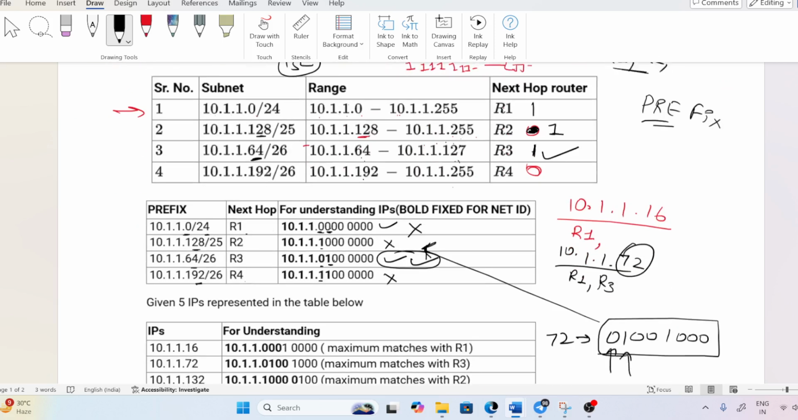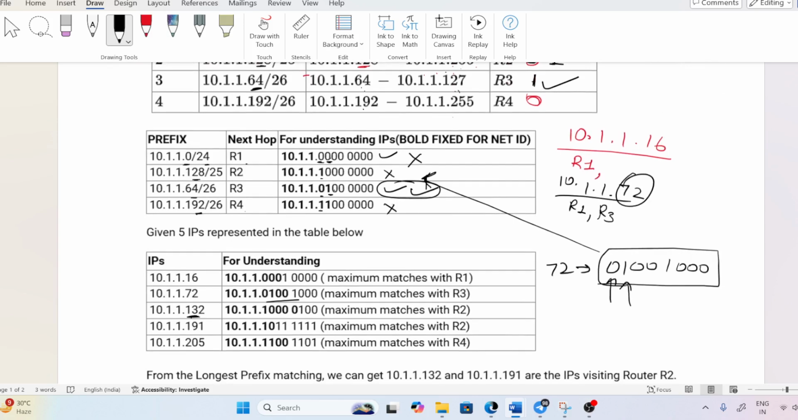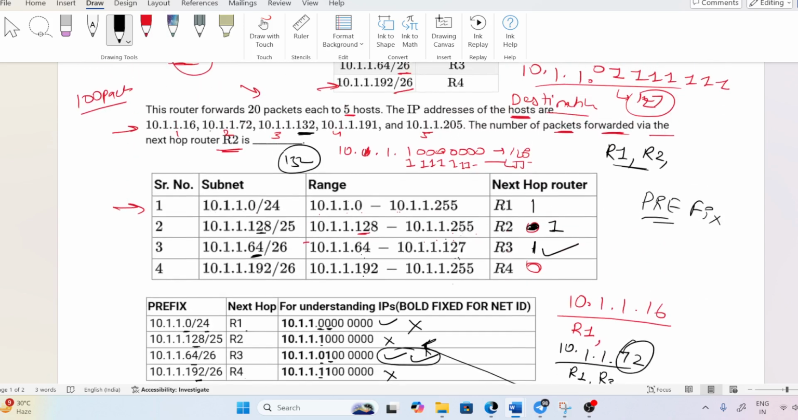You can go by the prefix value, or you can go by the range. Both are available, so it will go to this one. Now let's check 191. In this range it is not coming. In R3, 191 is not coming. In R2 range, yes, it is coming. In R1 it is coming, but it is nearer to R2. So we are going to add one more here, so it will become 2 operations here.